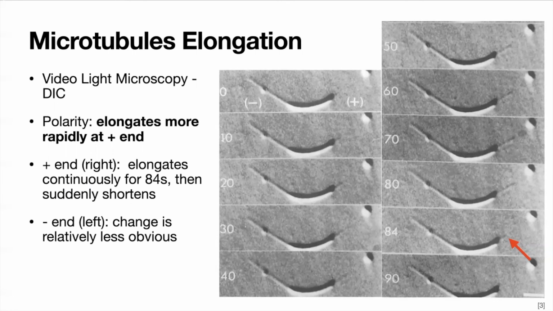So this method may appear a little weird to some mechanical engineers and material scientists, but we're not doing it in a quantitative way. We're just looking at it intuitively. In the figure, there is a single microtubule, and we try to elongate the two ends at the same time. If we look at the right end, we can see that it slowly grows longer and longer, and it continues to stretch for 84 seconds, and suddenly it shortens. In contrast, the left end doesn't seem to move. Yeah, there's maybe a little change, but it's not obvious. The visualization tells us that the plus end elongates much more rapidly than the minus end. It's pretty obvious if you look at the pictures.